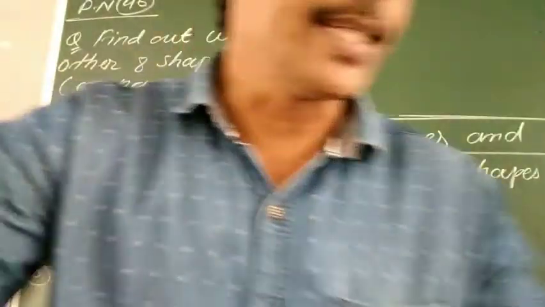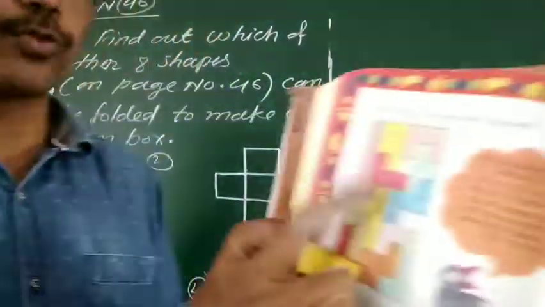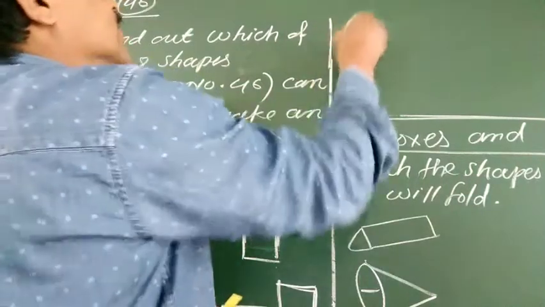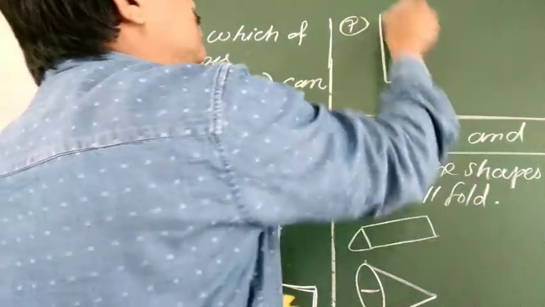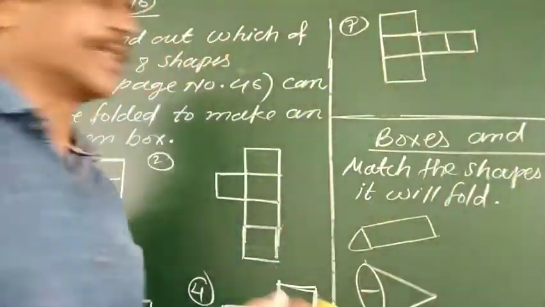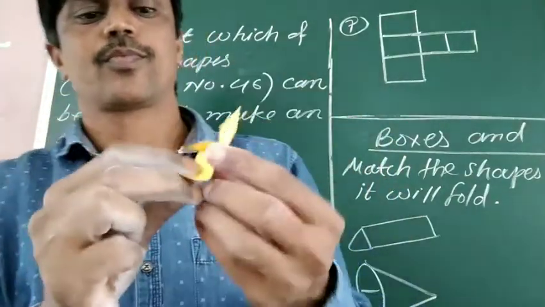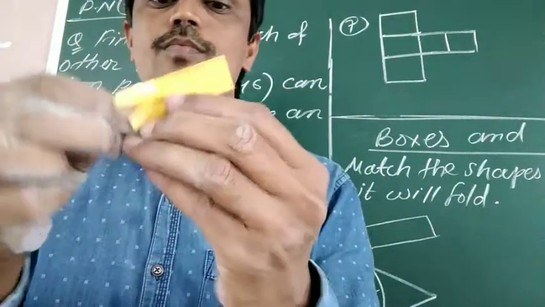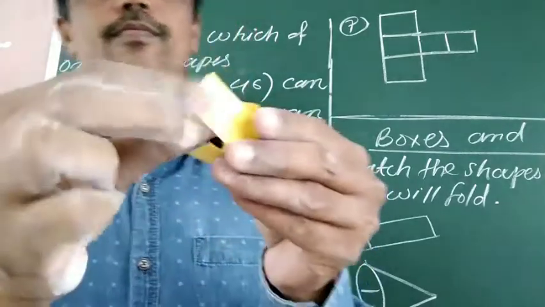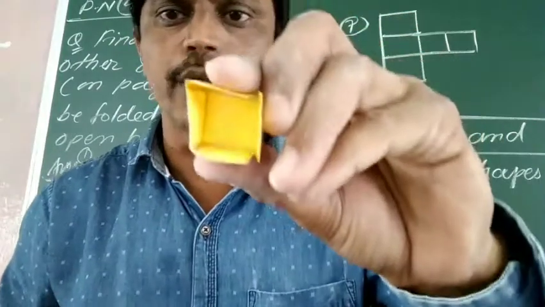Now again we have to find out the remaining 2. See, this is a T shape. It is like this. We will try with this one now. 7. 1, 2, 3, 4, 5 shapes are there. 5 cutouts are there. Okay. Now check this one. Yes. See, this is also folding into an open box.